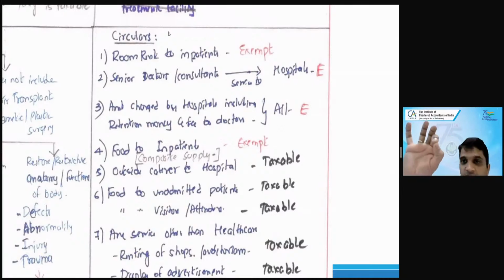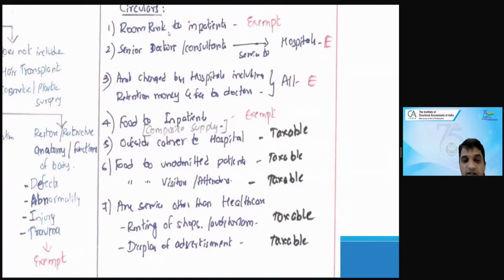Because what is exempted is only healthcare services. Apart from healthcare, if you have anything else, that will become taxable. Then any service other than healthcare, which means in the hospital, they have some shops. They have a big auditorium which some colleges want to use. We will charge 50,000 rupees. Okay. That we cannot say is a healthcare service. It's all additional facilities, that is all taxable. So renting of shops and auditorium is taxable.